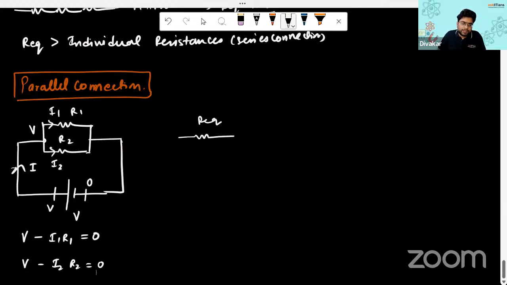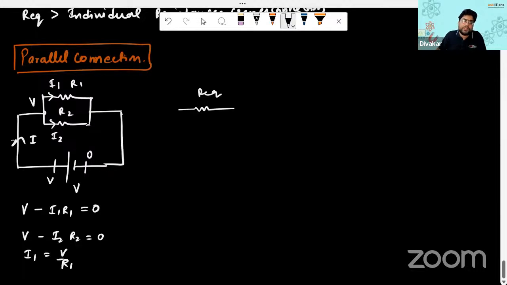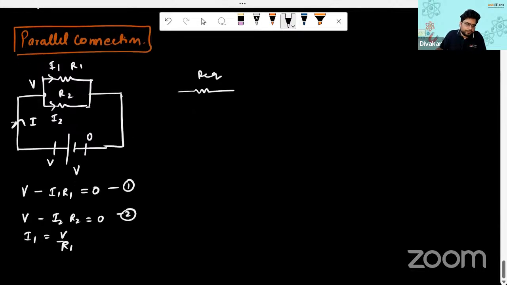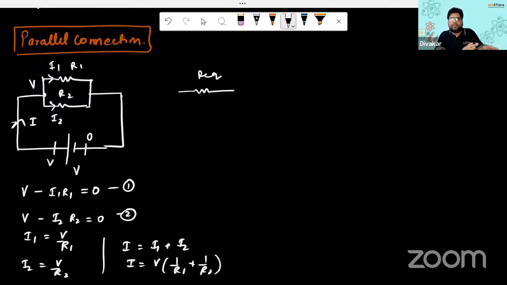Which basically means that I can say I1 is equal to V by R1 from equation 1, and I2 is equal to V by R2 from equation 2. So which leads us to I is equal to I1 plus I2. So that means I is V taken common, 1 by R1 plus 1 by R2. This was the case for the circuit which had two resistances.